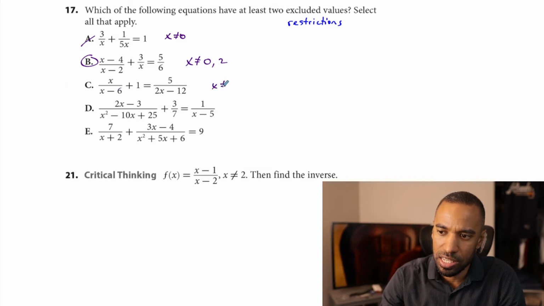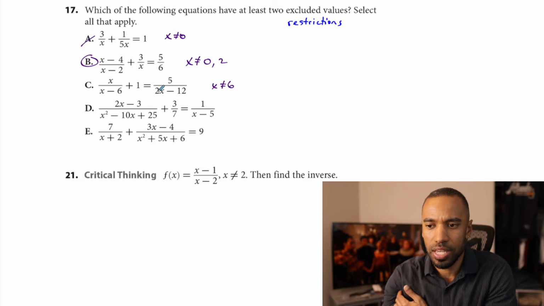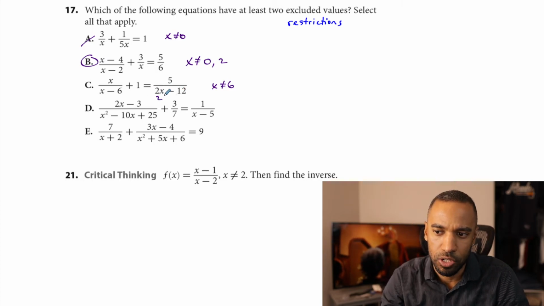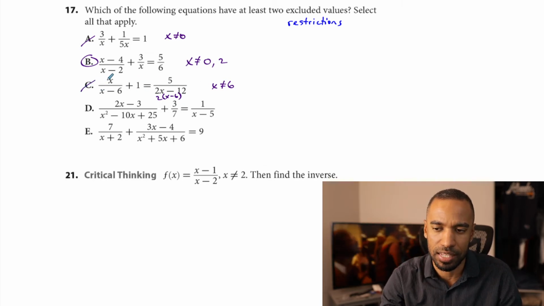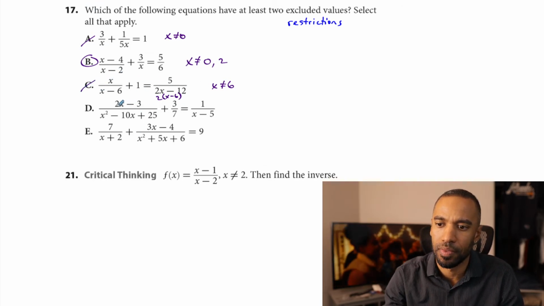C, x can't equal 6. And it looks like that's it. You might wonder about this one. You factor out the 2, you get x minus 6 right there. So, yeah, x can't equal 6, not C. That's not a problem there.